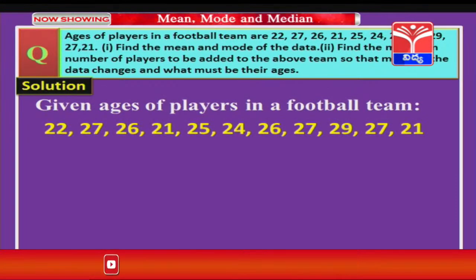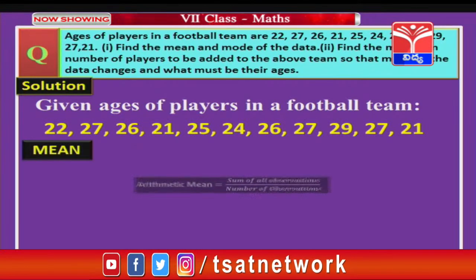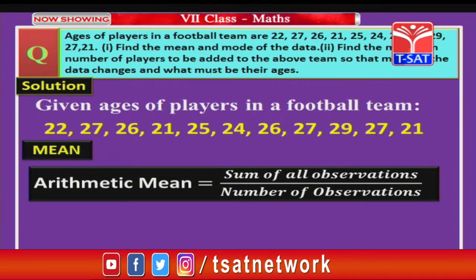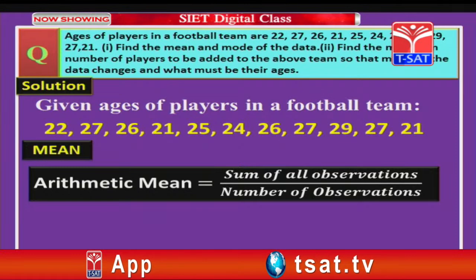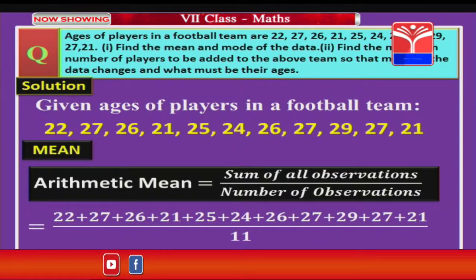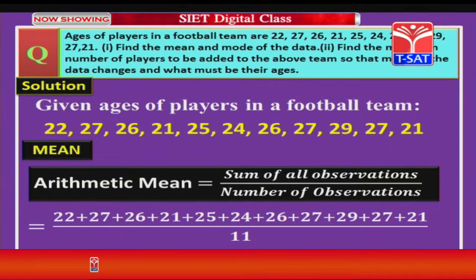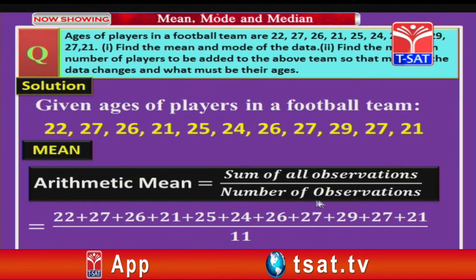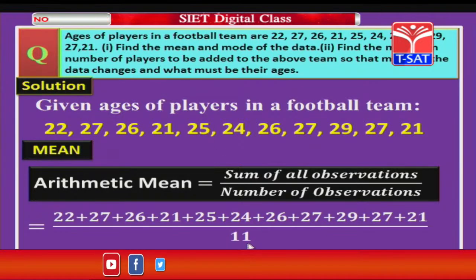Now, in the first case we are going to find the mean and mode of the data. So, first we will start with the mean. So, children, what is the formula to find the mean? Yes, arithmetic mean is the sum of all the observations divided by the number of observations. That means, we are going to add 22 plus 27 plus 26 and so on up to 21 and divide by 11. Why are we taking 11, children here? Because the number of observations, that is nothing but the number of players in this team, is 11. So, we are dividing by 11.